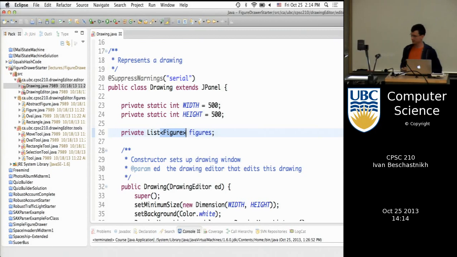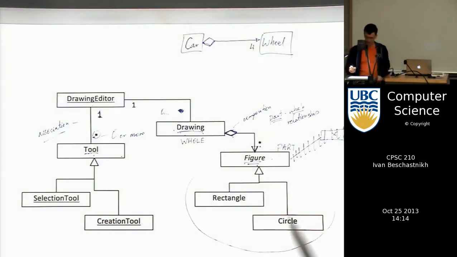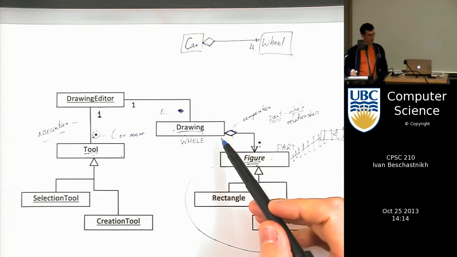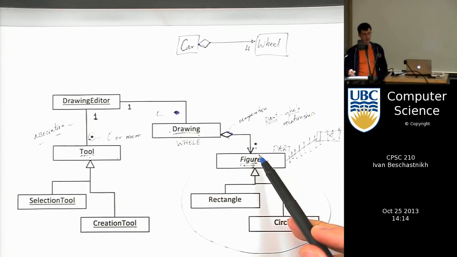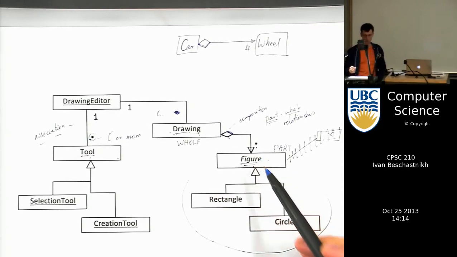Okay, so we have this relationship now. We implemented this part where my drawing knows about multiple figures. So what about Figure? Does my figure know about my drawing?